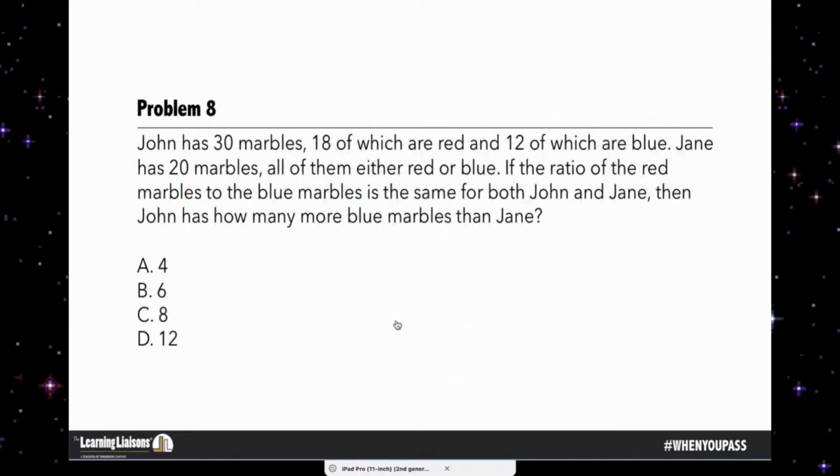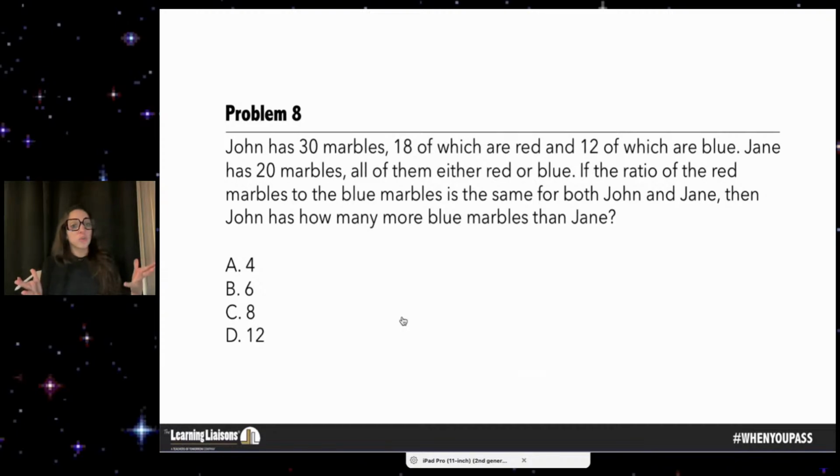John has 30 marbles, 18 of which are red and 12 of which are blue. Jane has 20 marbles, all of them either red or blue. If the ratio of the red marbles to the blue marbles is the same for both John and Jane, then John has how many more blue marbles than Jane?